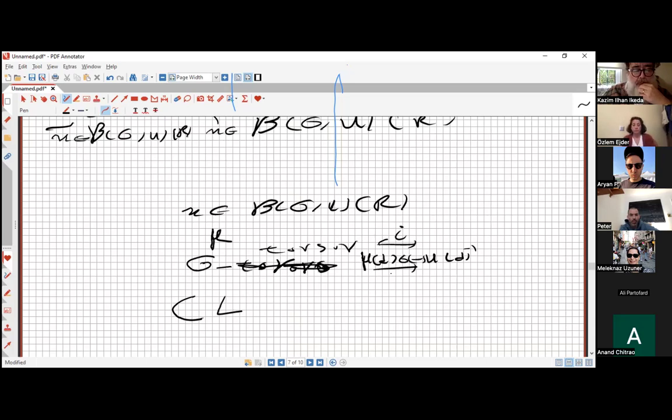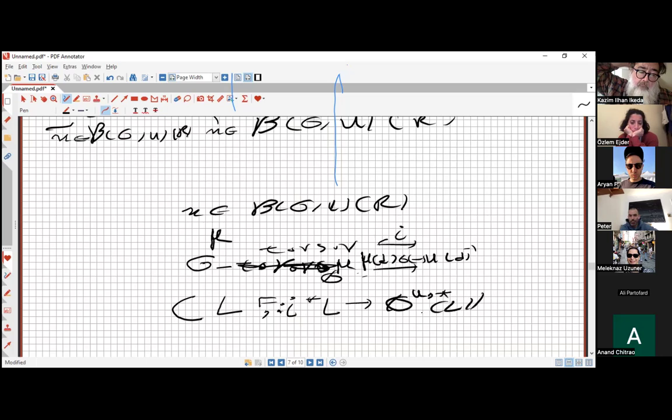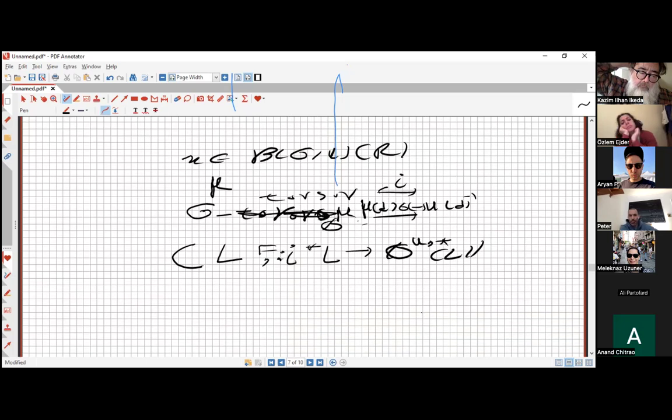And an element of this is the data of a G_mu torsor L, and an identification between the pullbacks of L under these two different maps. This is another description for a prismatic display. And this is over Delta of R, not over R itself.